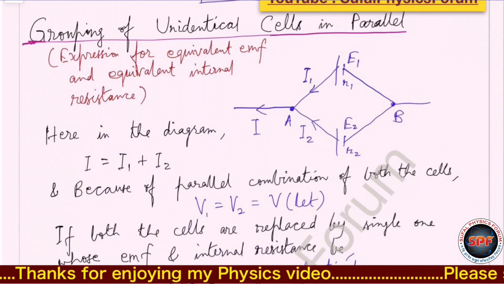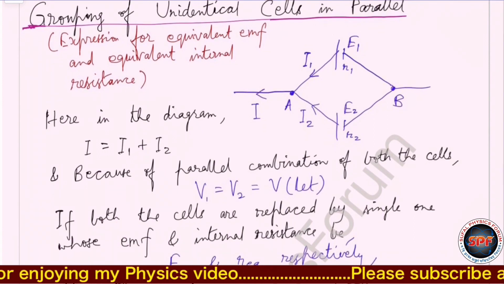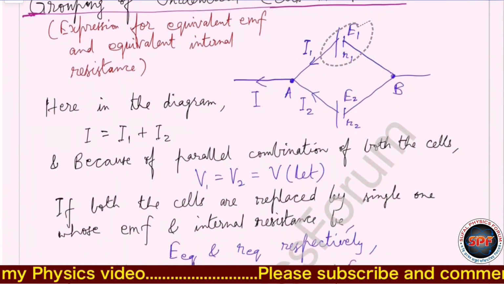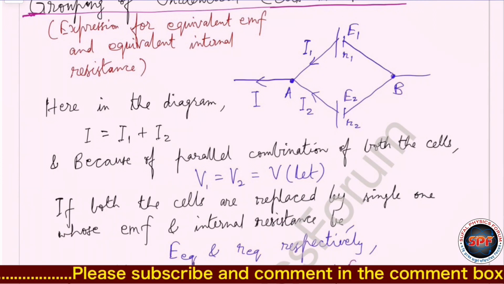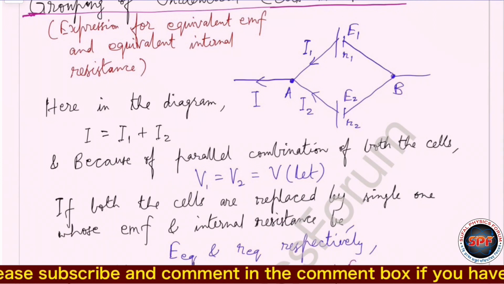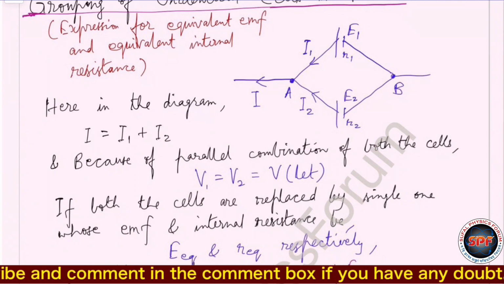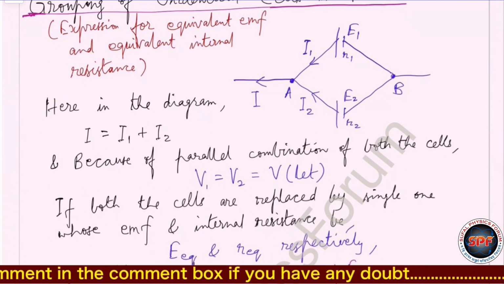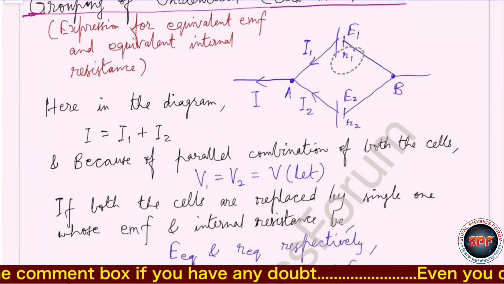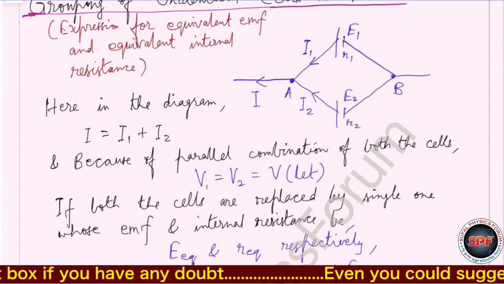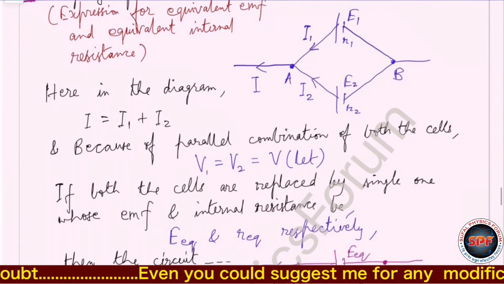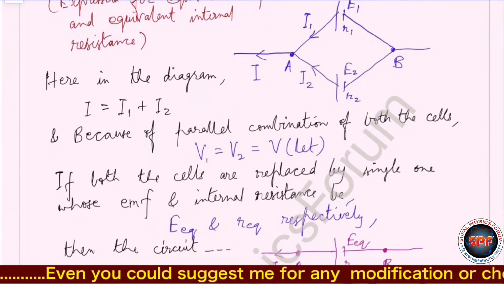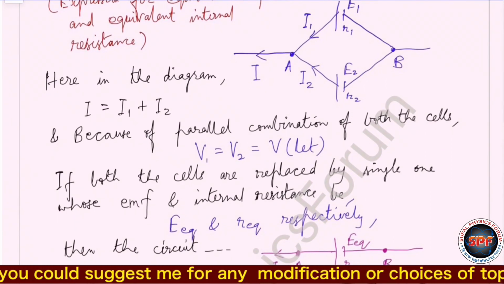Grouping of unidentical cells in parallel. Suppose these two cells are connected in parallel. Remember, these two cells are unidentical, different E, different internal resistances. Obviously, both the cells will be sending different currents as well, I1 and I2.